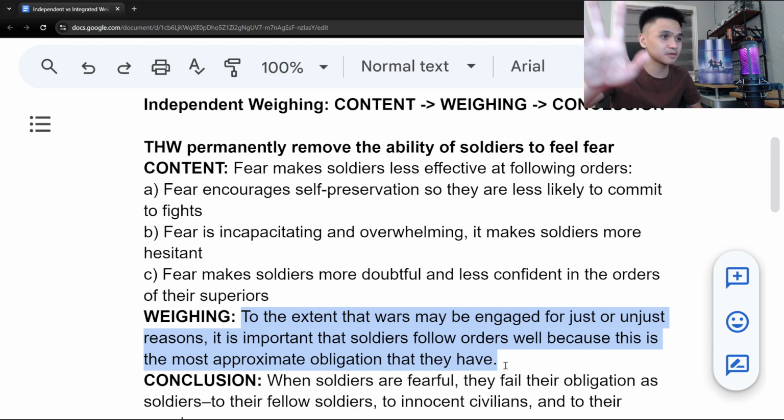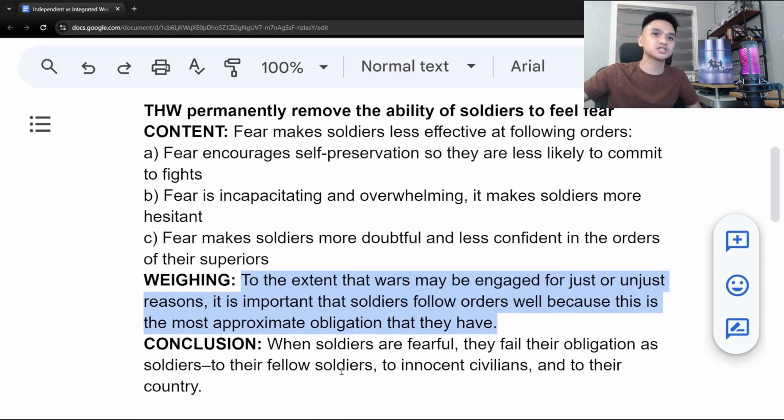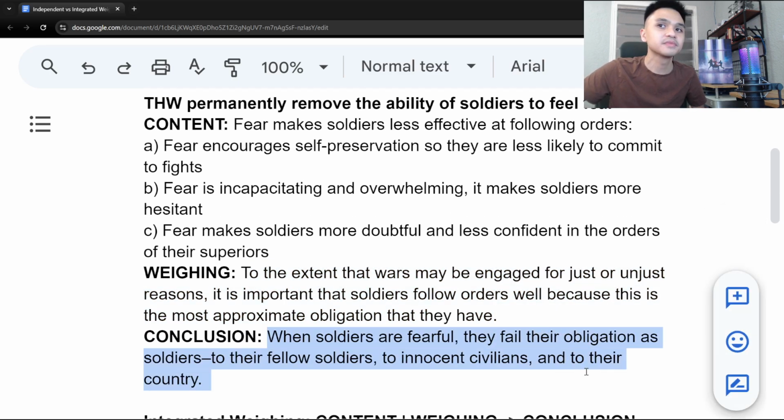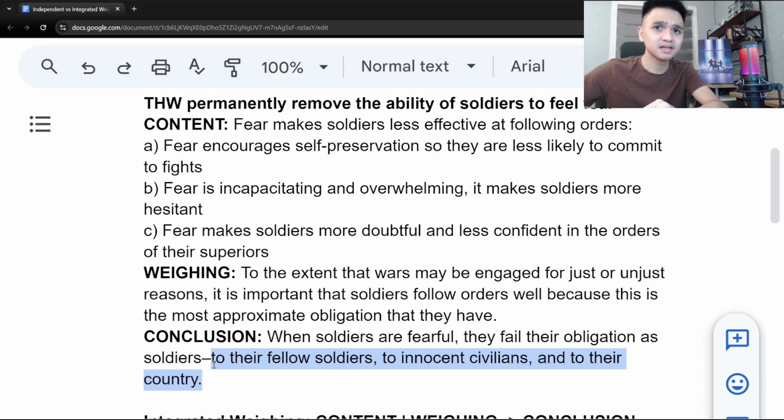So, this is not a bad argument, even though it might seem like I'm going to eventually say that it's not the most optimal way. What I want you to understand is that it's a very good fundamental structure. You prove a certain claim, you weigh it out, you use that as a preemption however you need to, and that is a well-directed argument. You've directed it through the weighing, and then you can conclude that when soldiers are fearful, they fail their obligation as soldiers, to their fellow soldiers, to innocent civilians, and to their country. Now, this stuff seems like it came out of nowhere, but it didn't really, did it? I could explain all of this.